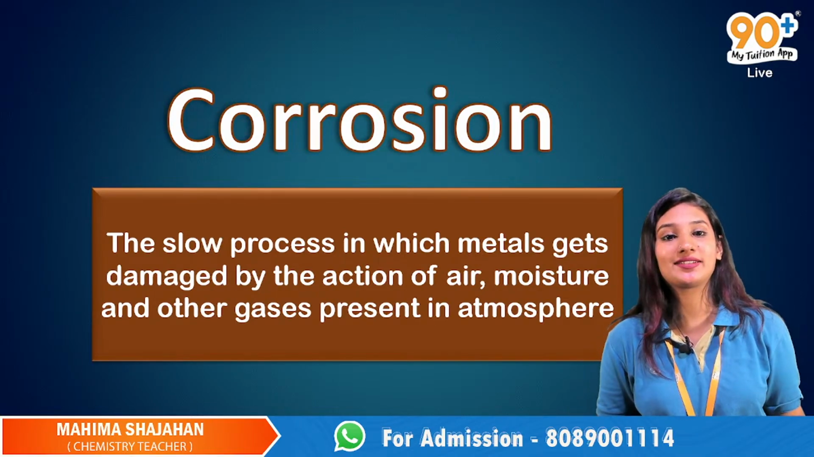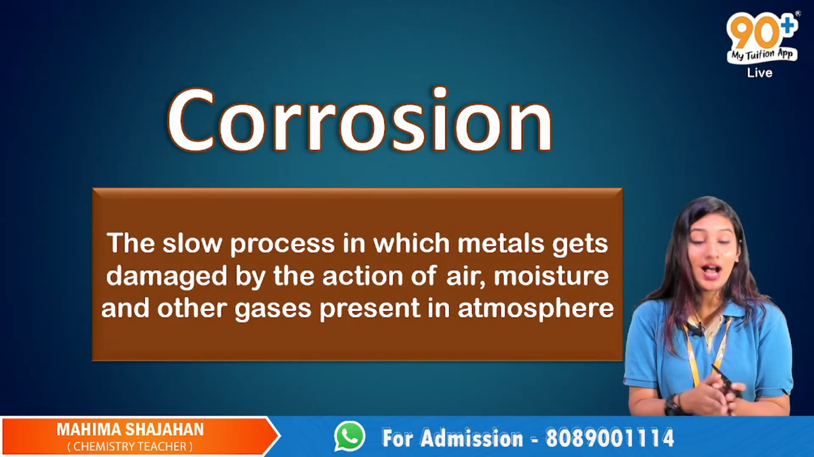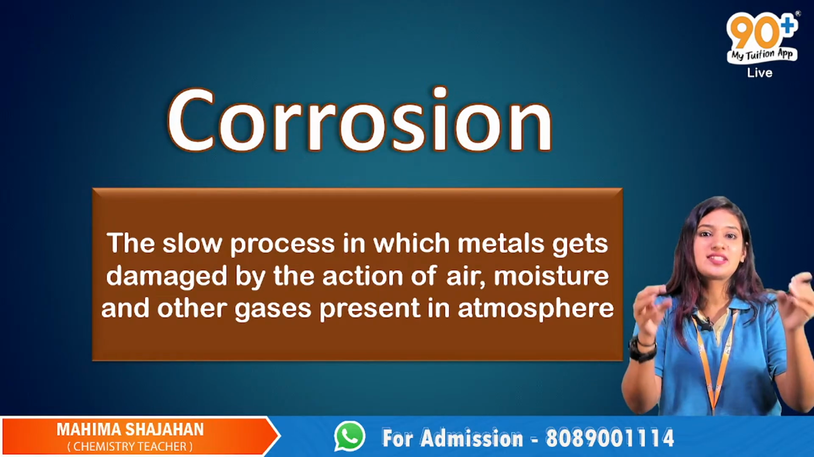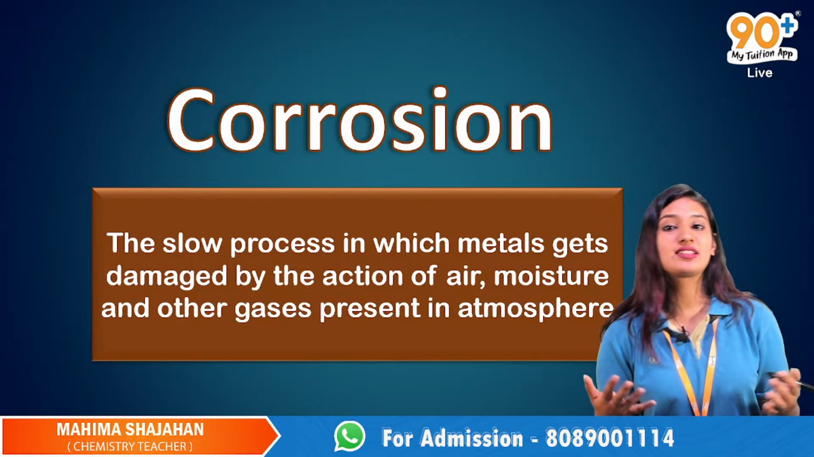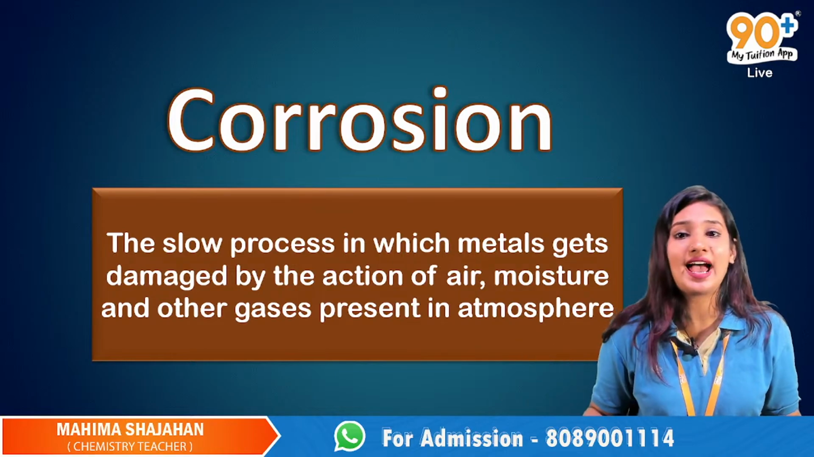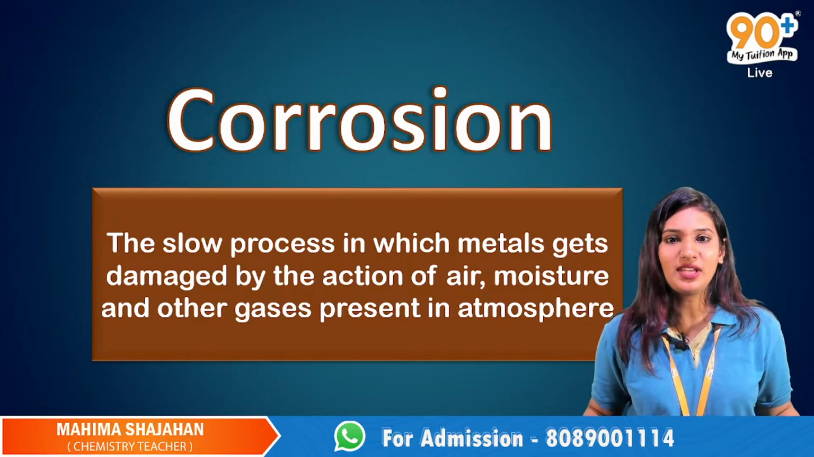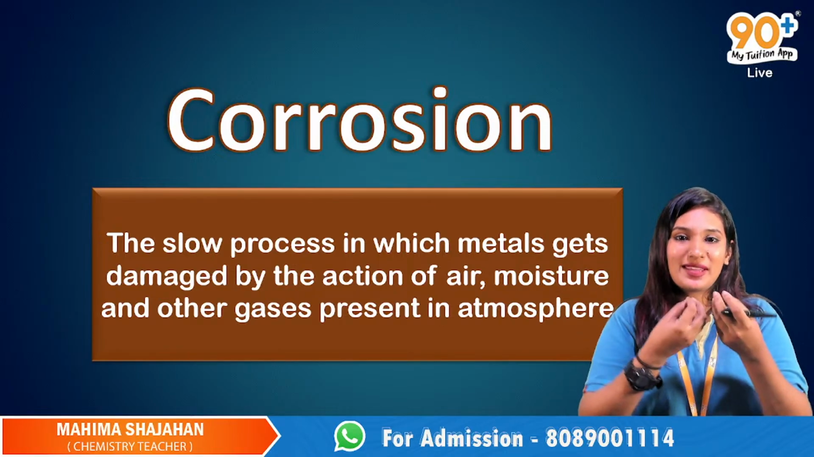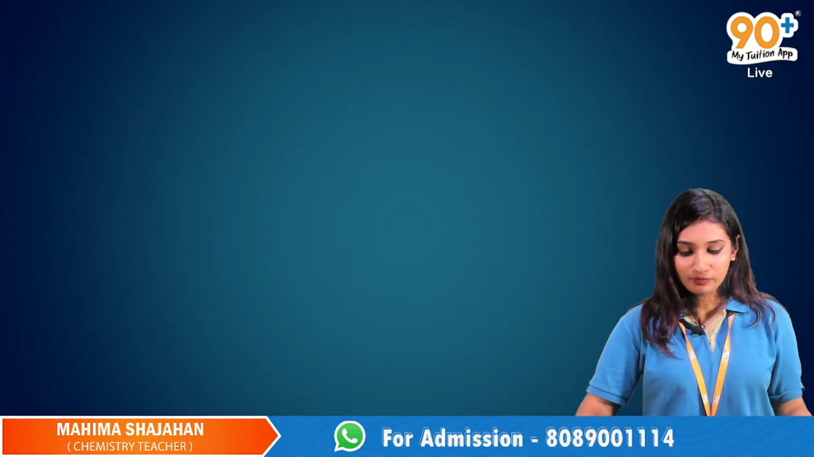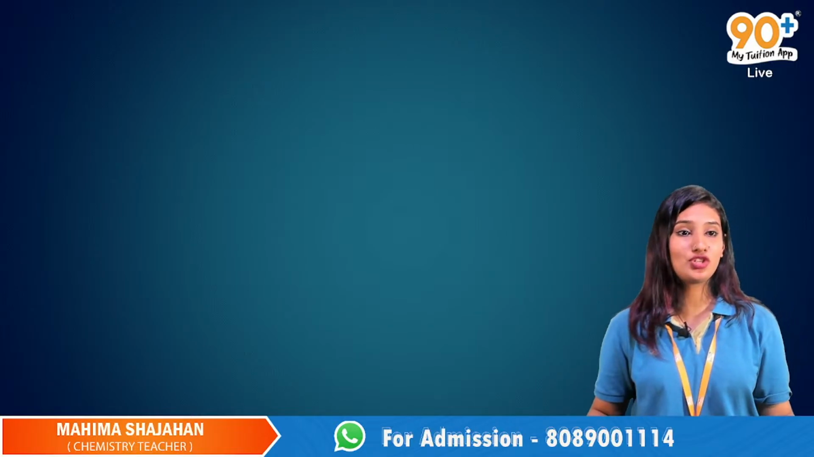I'll explain it again. The slow process in which a metal gets damaged, or you can say eating up of metals, due to the presence of air, moisture or some other gases in the atmosphere. This is what we call corrosion, the damaging of metals. Now let's see an experiment. So can we have our image?